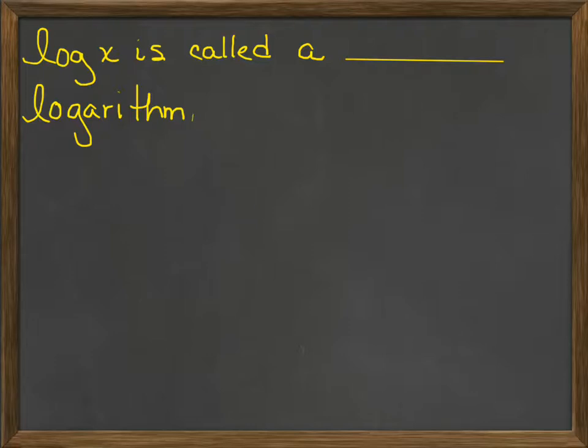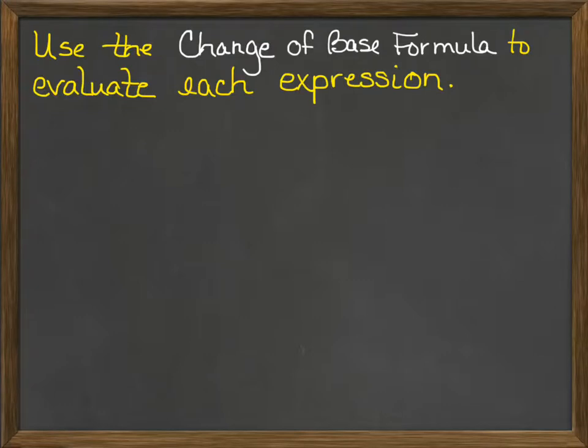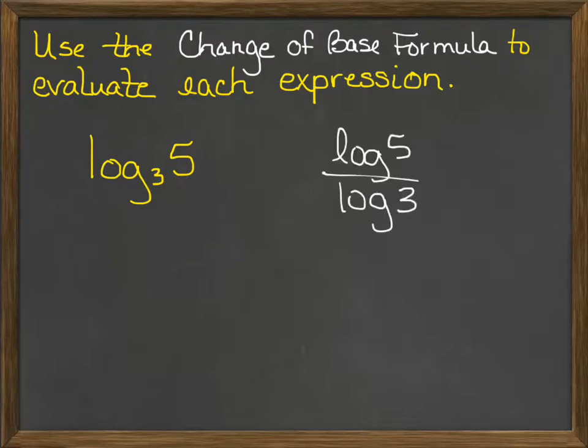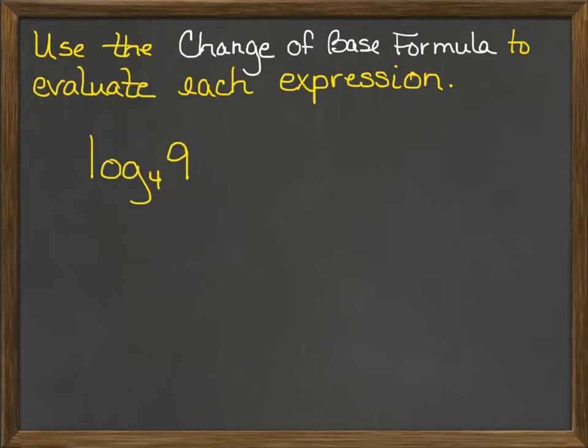Log x is called a common logarithm. Use the change of base formula. Remember, your calculator does not compute anything other than base 10. That's base 3. So it's going to be log 5 over log 3. Log 9 over log 4.